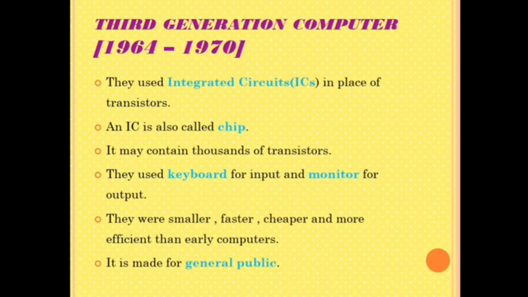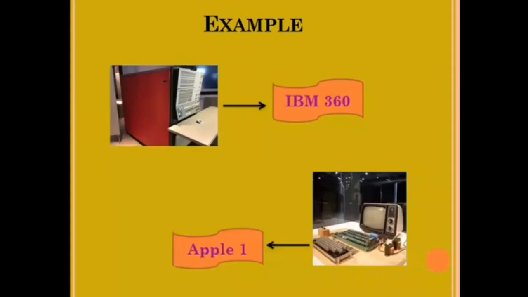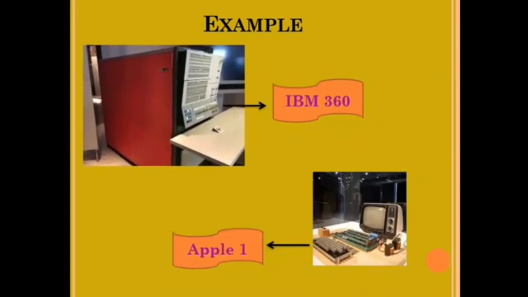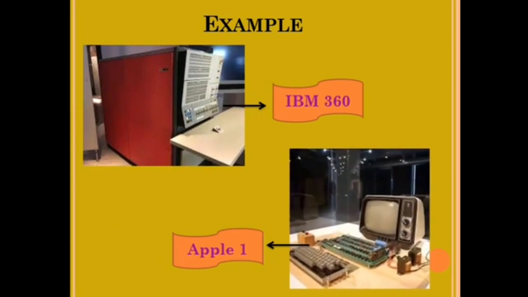Now I will show you the integrated circuit image. This is the integrated circuit image, the technology used in the third generation. Now for examples: the first one is IBM 360, an example of a third generation computer. Another one is Apple 1. Did you see this one? Yes, this is an example of a third generation computer.